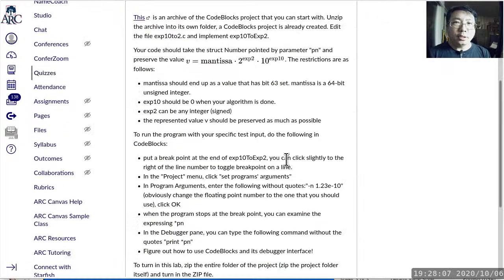This one is one of the C programming projects that you have to do for this class. If you click on this link here, it will download a zip file, and the zip file contains a project that is half baked. Then you have to use Code::Blocks to finish the project. That's fine. That's one way to do it.